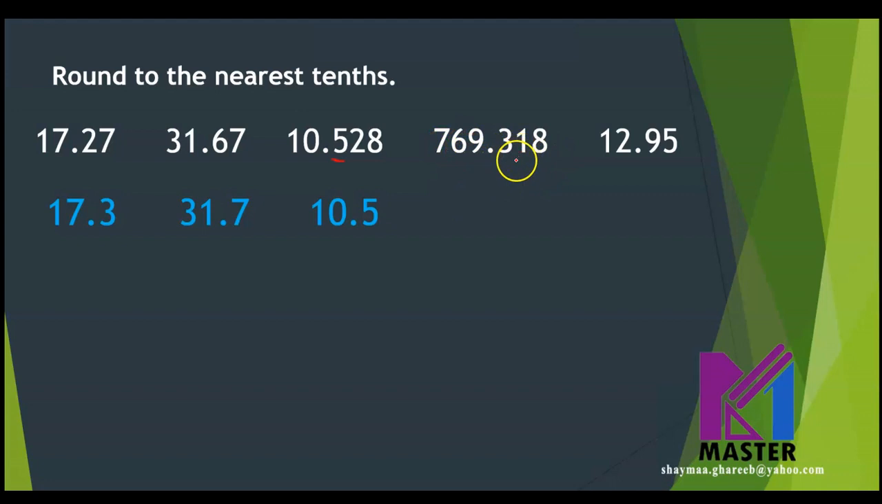769.318 will be rounded. This 3 will be rounded down because of the 1 in the hundredths place, so it will be 769.3. The last number, 12.95, will be rounded up. Then it will be, what do you think? 13.0.